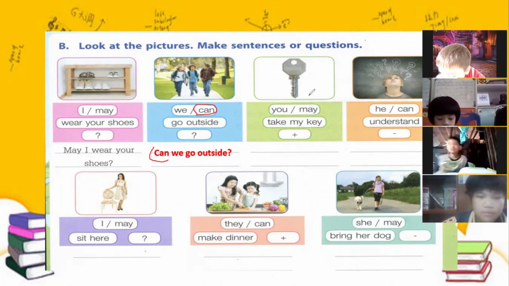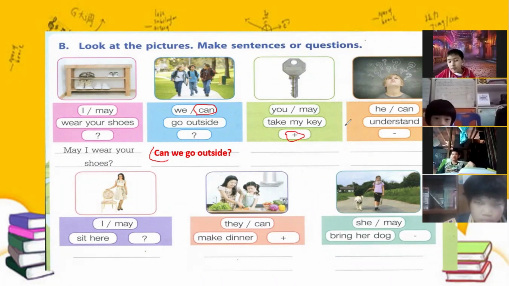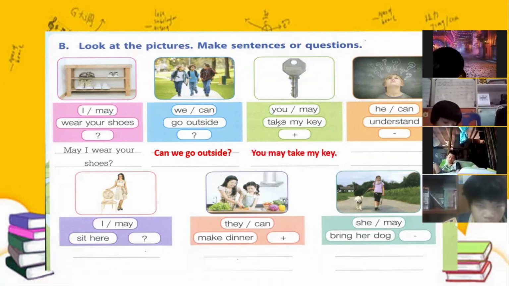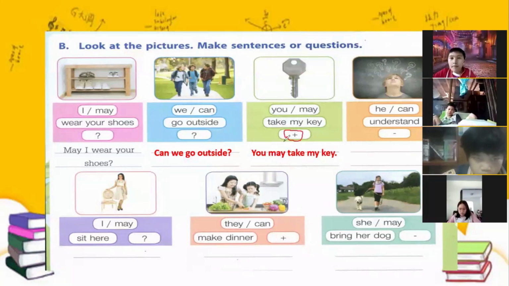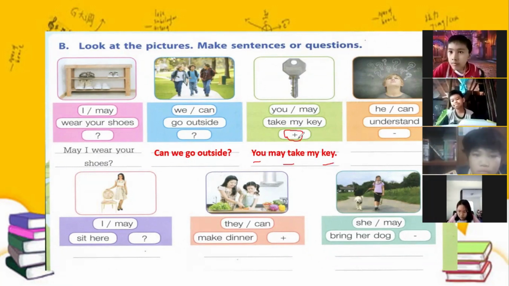Okay, now picture number 3. You may take my key. We have to make it a positive sentence. So what do you think? What will be the sentence? Affirmative. We have to make it positive. Just a little bit tricky. Look at the sentence carefully. The sentence itself is already positive, affirmative. So, you may take my key. It will be unchanged.